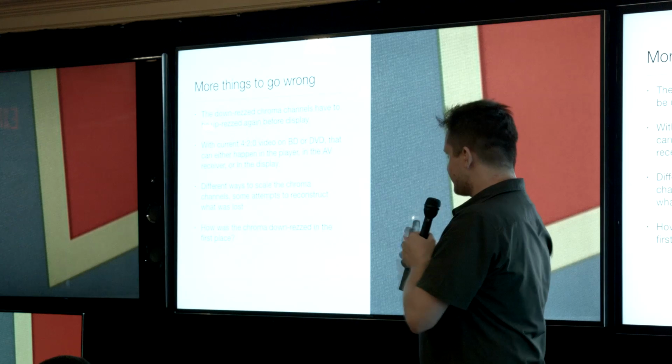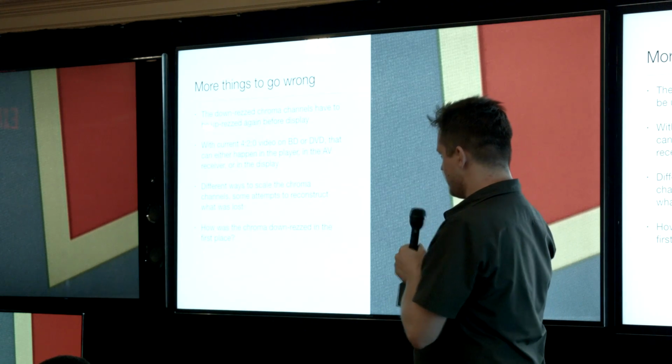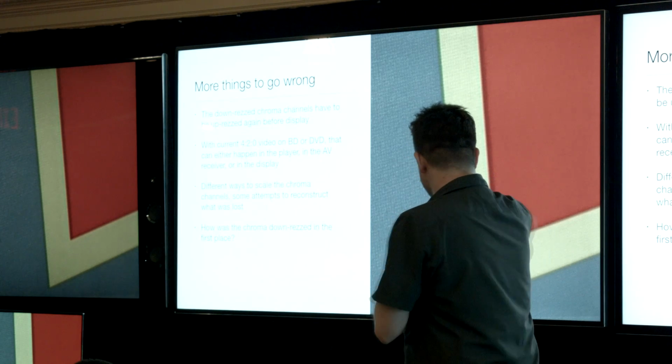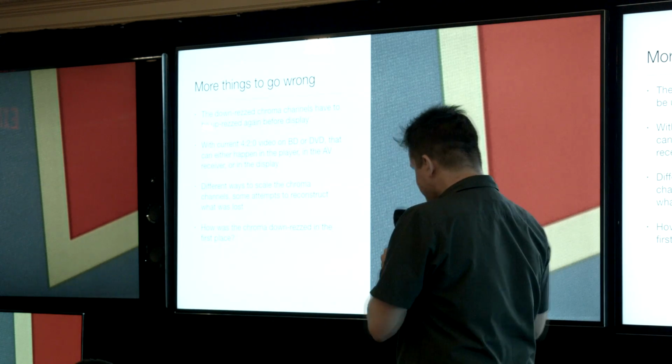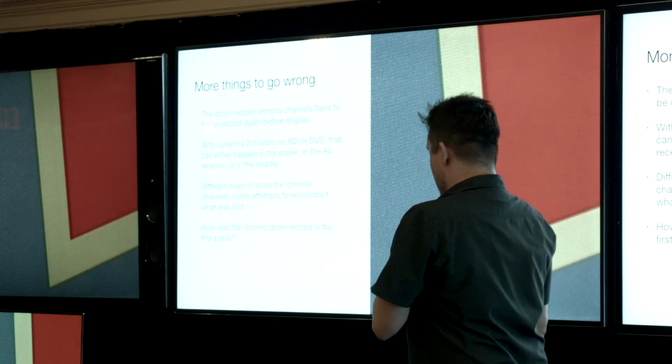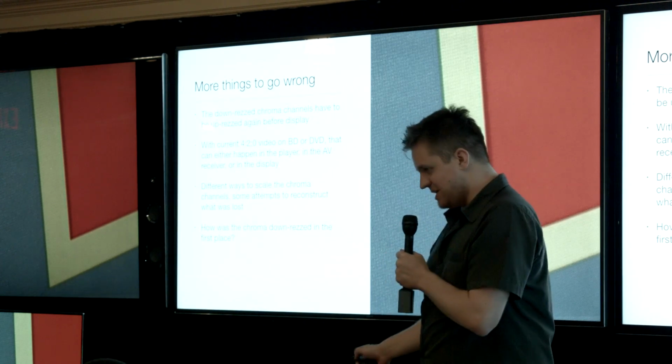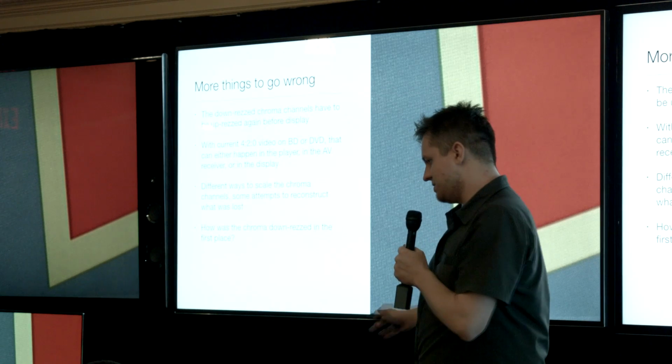Obviously the downsized chroma channels have to be upsampled again before display, and different displays handle that differently. Some of them give us color fringing, in this example taken off a projector. That can happen either in the Blu-ray or DVD player, in the AV receiver, or in the display.